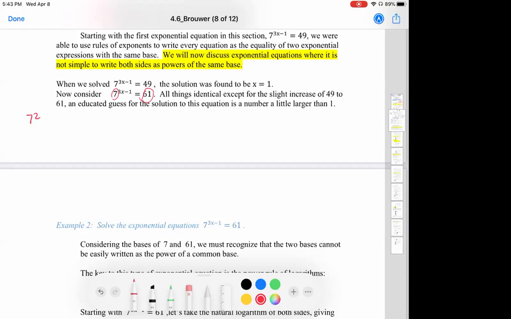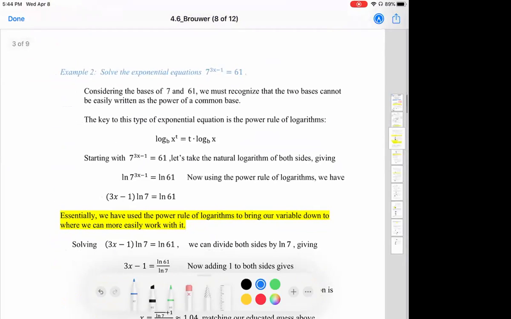We know that 7 squared is 49. And if I want to find 7 cubed, well, that passes what we want, right? 7 cubed is 343. I used a calculator. I didn't know that by heart. And I want 61, so 61 is somewhere between that. So I know I won't be able to go about it the way we did before. I have to approach this differently. Let's take a look at example 2.